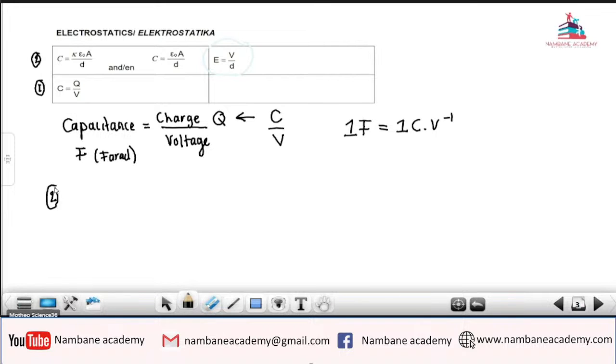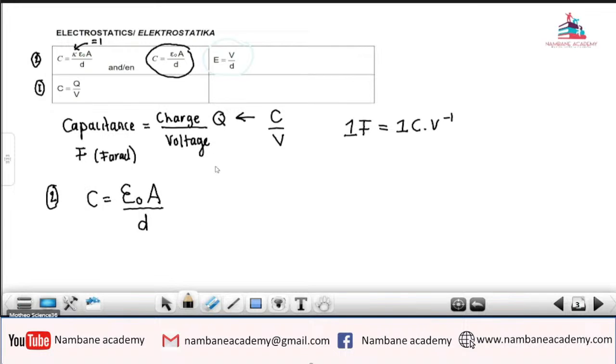The second formula there is the one that is using area. Mostly I like my students to use this one because K is equal to 1. If you have K, sometimes you're stuck thinking there's no K given in the question. So this is equal to the permittivity of free space multiplied by area divided by the distance between the two plates. These are now the formulas that we are going to use.